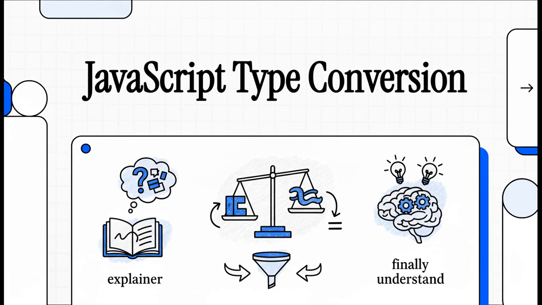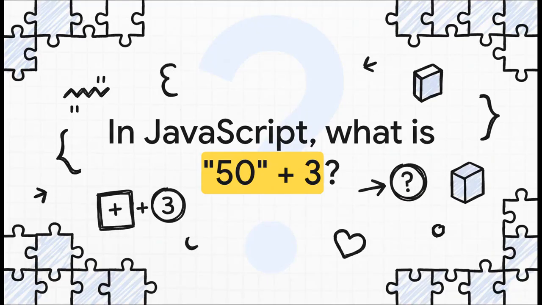All right, let's talk about one of JavaScript's most interesting quirks, how it handles different data types. You know, when you're coding and your math just doesn't seem to add up right. Well, you're about to find out why that happens. So let's jump right in with a little pop quiz.